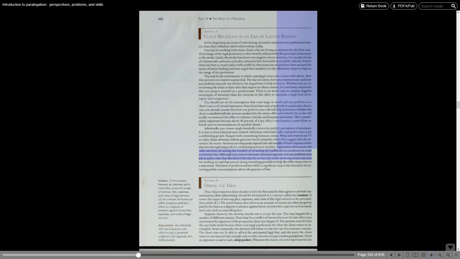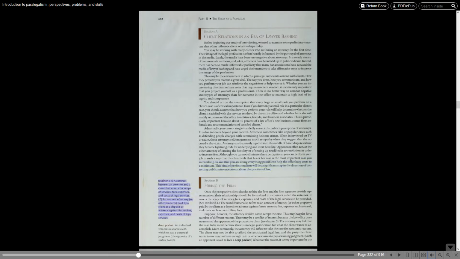Opponents often accuse the other attorney of causing the hostility, or of setting up roadblocks to resolution, in order to increase fees. Although you cannot eliminate these perceptions, you can perform your job in such a way that the client feels that his or her case is the most important case you are working on, and that you are doing everything possible to help the office keep costs to a minimum. This kind of professionalism will be a significant step in the direction of correcting public misconceptions about the practice of law.